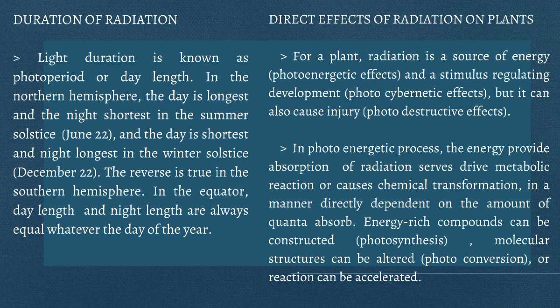So, let's move on to the next topic about the direct effects of radiation on plants. For a plant, radiation is a source of energy, or the photoenergetic effect, and a stimulus regulating development, or cybernetic effects. But it can also cause injury, or photodestructive effects.